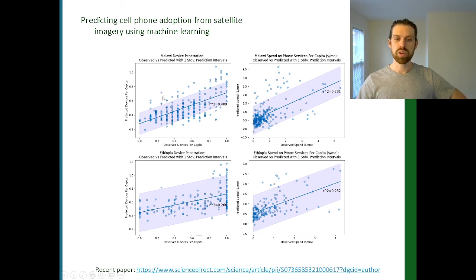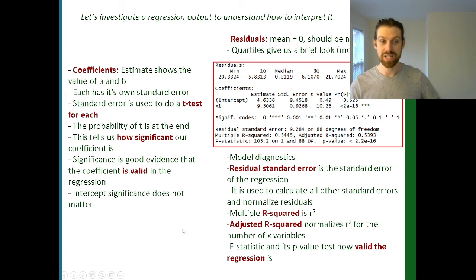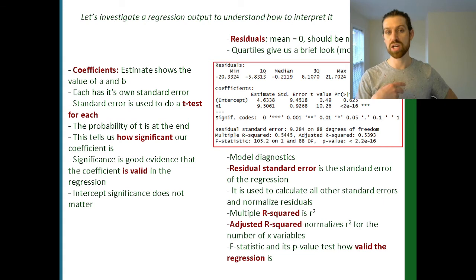And then we also produce these metrics for Ethiopia as well as Malawi. So you can check out the paper if you're interested in that particular application, rather than me just throwing theory at you. So what does the regression output actually give us? Because we're going to go into the lab and look at how we run some of this. It's very simple code, but it gives us a whole load of outputs that we need to be able to interpret.